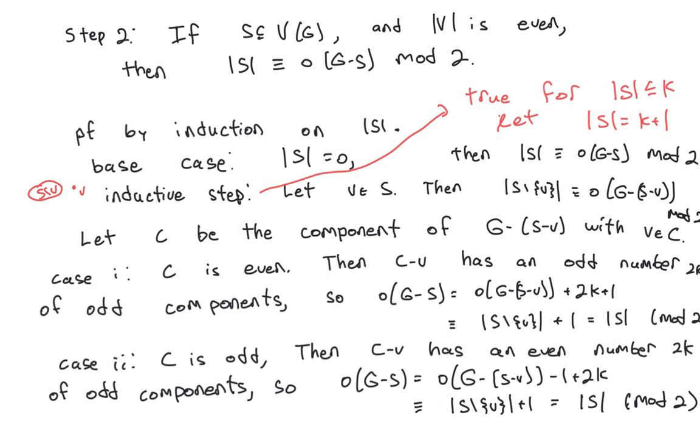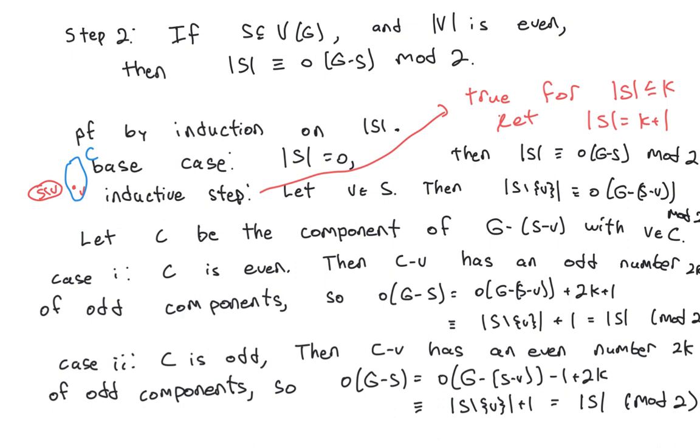So what we want to show is that the same is true with S originally. What we're going to do is let C be the component of G minus S minus V that has V in it. The reason why we're interested in that case is because components that don't have V in them are already components of G minus S. What we want to show is that removing V from the graph changes the number of odd components by an odd amount.